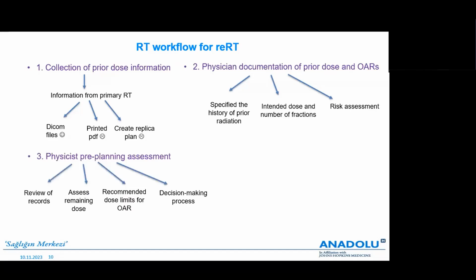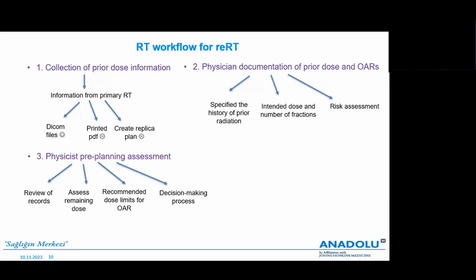As a physicist, we should do something just before the planning. What we can do is review the records. This is very important. If you have DICOM data, you should review this DICOM data, and then we should assess the remaining dose. This is another important thing, I think. And I will show you how we are assessing in our department at the end of my presentation.